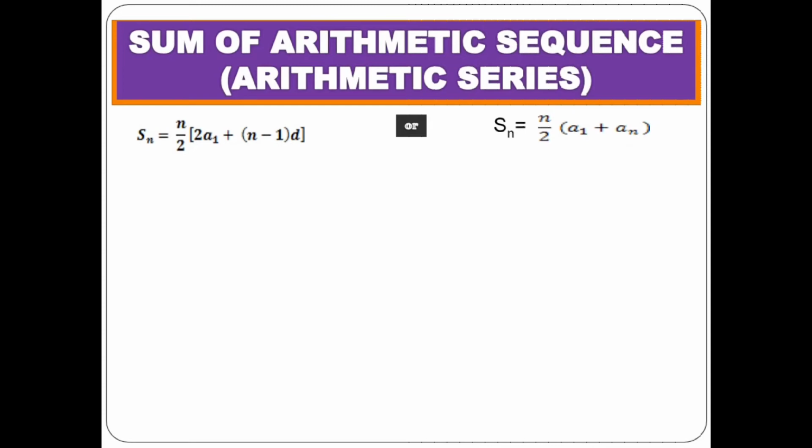If the last term is given, we can use the formula S of n is equal to n over 2 times the quantity of the first term plus the last term.